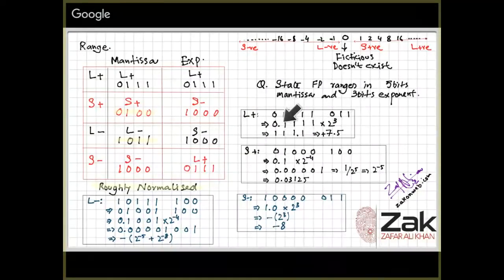0, 1, 1, 1, 0, 1, 1, this is 0.1111 into 2 to power 3, and that has become 7.5. So the largest number that we can save in 4 bits mantissa and 3 bits exponent is plus 7.5. Remember to put the sign.